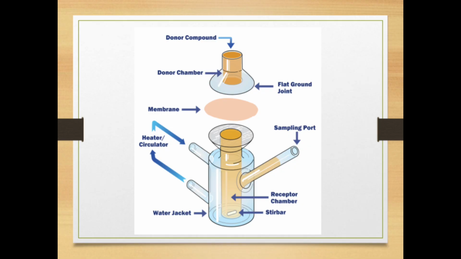So these are the various components of Franz diffusion cell. You can see the donor compartment, right? Then the donor chamber you can see. At the upper side, the donor compound is being placed, then the membrane in between, and you can also see the sampling port, then the flat ground joint. You can also see the receptor chamber, a stir bar which is kept at the very bottom, then the water jacket, also a heater if required for maintaining the temperature, and the sampling port from where you're going to withdraw the sample.